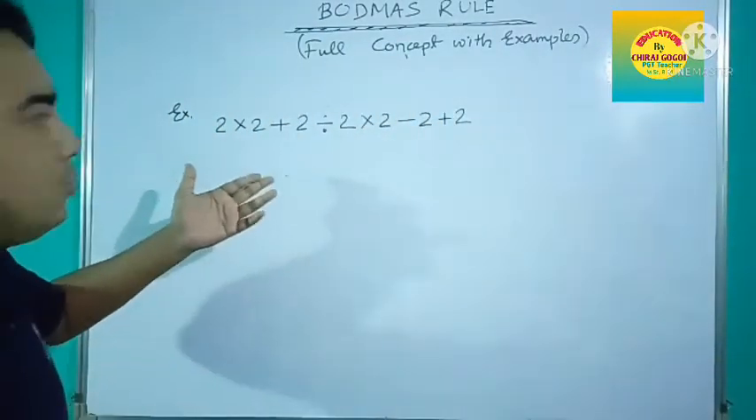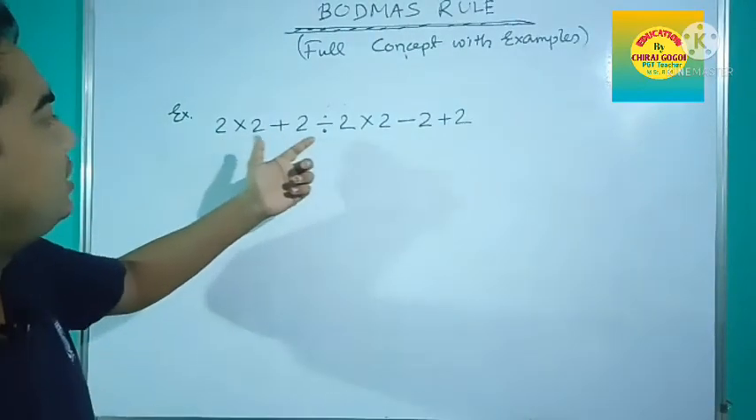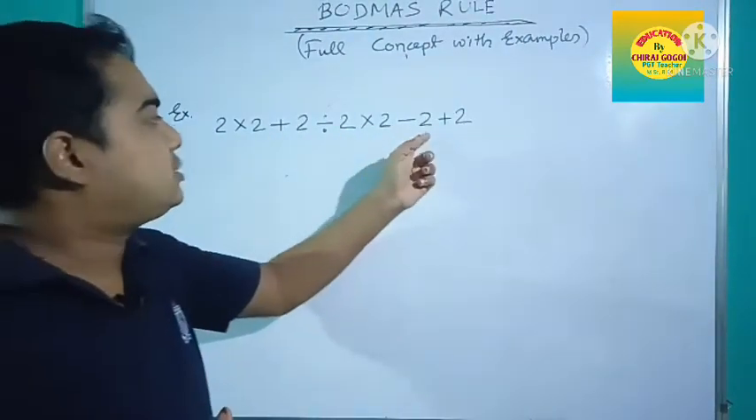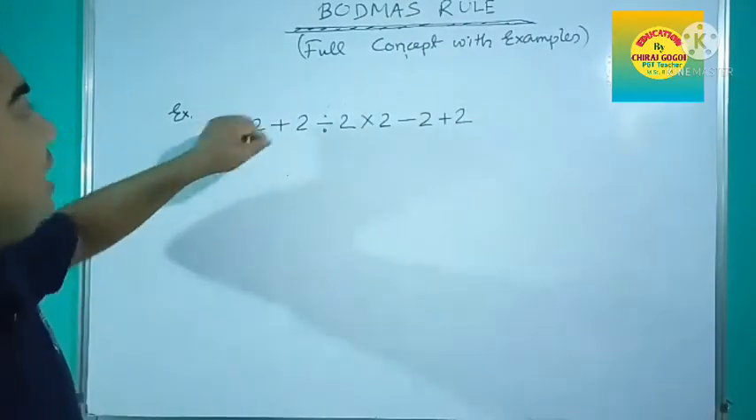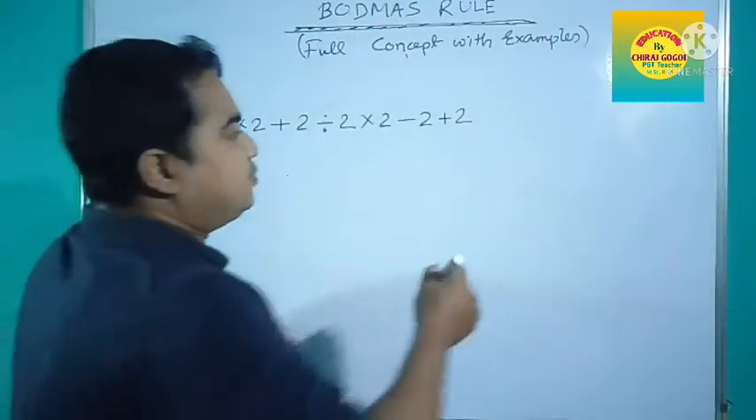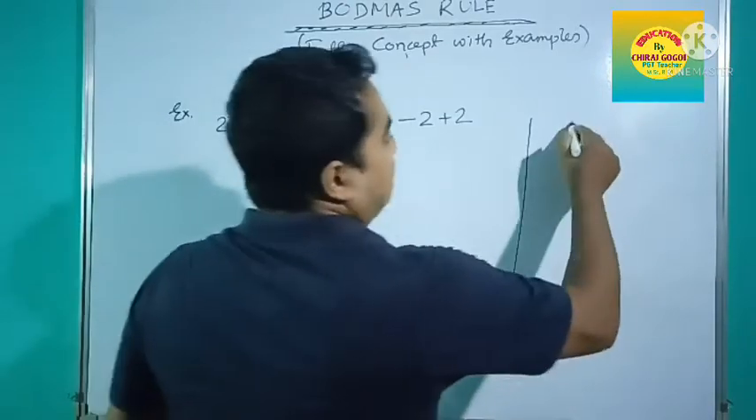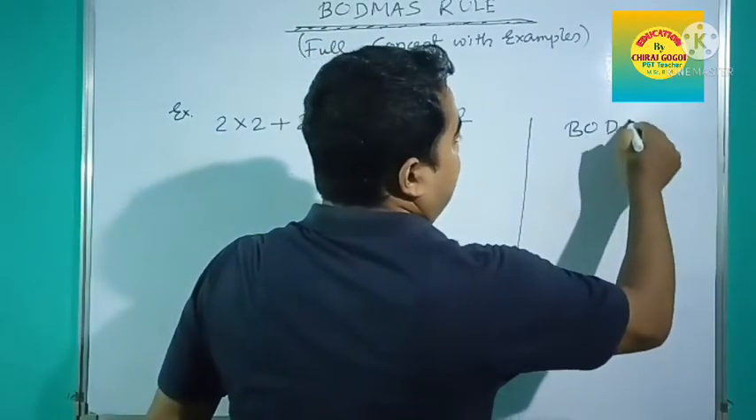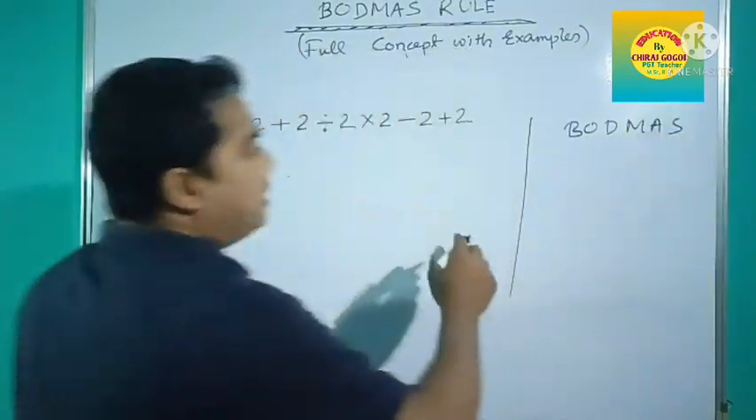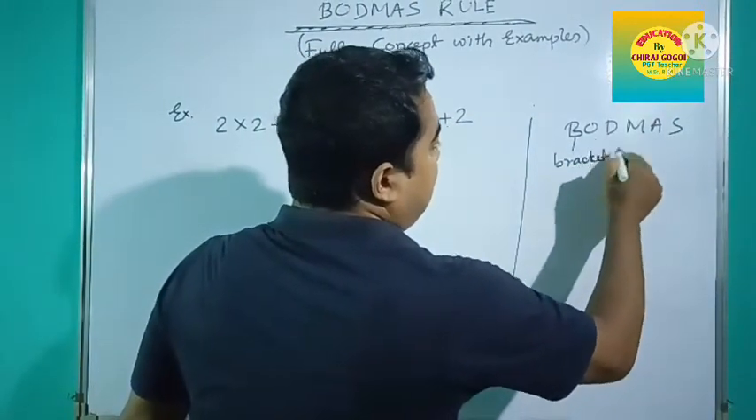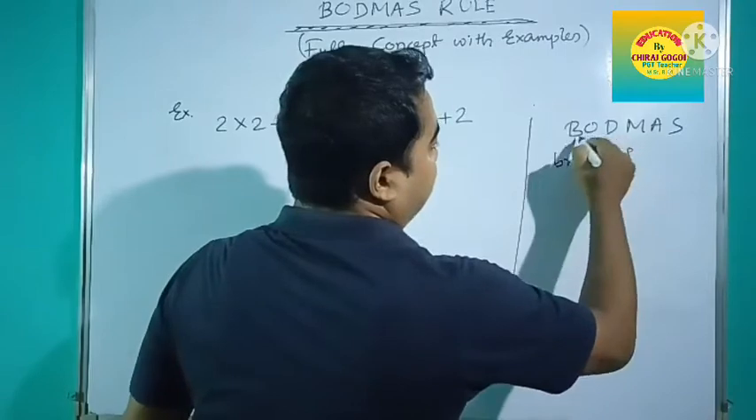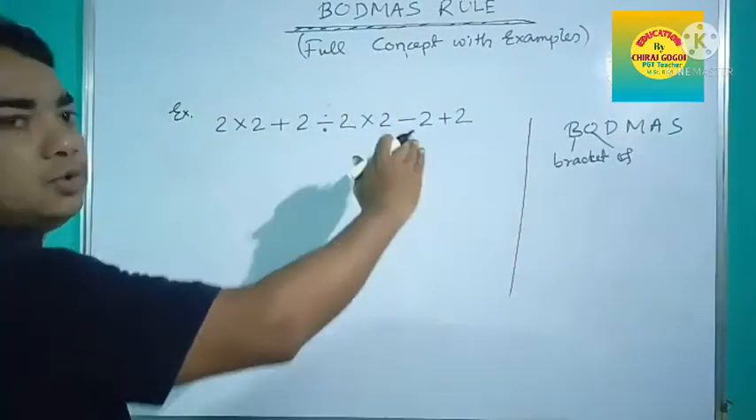See, here I wrote one example: 2 into 2 plus 2 divide 2 into 2 minus 2 plus 2. Now we need to find the value. That means we need to apply the BODMAS rule. So first, the full meaning of BODMAS: B for bracket, O for of. But there is no bracket.